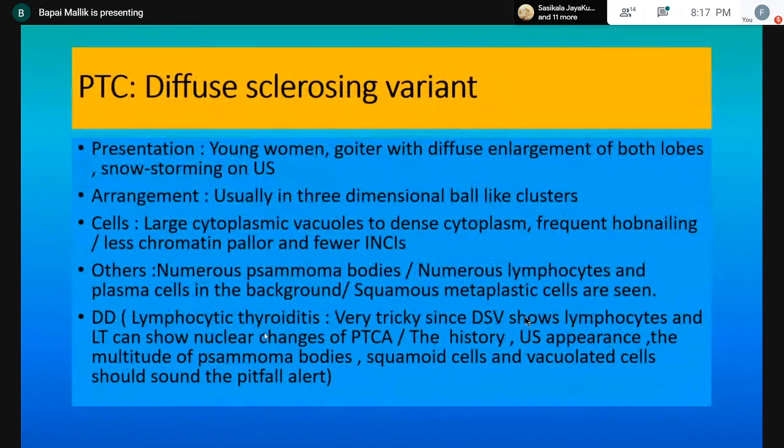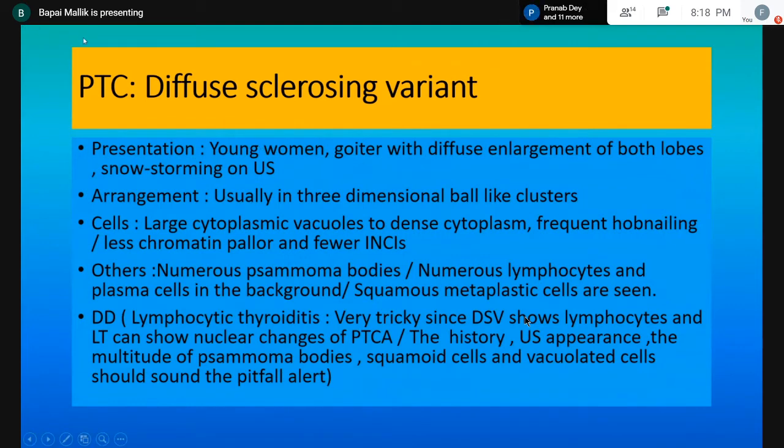The next one is a very interesting variant. It is the diffuse sclerosing variant of papillary thyroid carcinoma. The presentation is very, very important. It usually affects young women, and the important thing is that they present as goiter with diffuse enlargement of both lobes of the thyroid. So if somebody comes to you with a diffuse enlargement of both lobes of the thyroid, you might not think you are dealing with a malignancy, right? But these tumors typically present this way, and then she would have had an ultrasound showing a snowstorm effect because of the extensive microcalcification. And so the radiologist is going to tell you, based on these features, I'm not very sure, we might be dealing with this. Again, it occurs in young women.